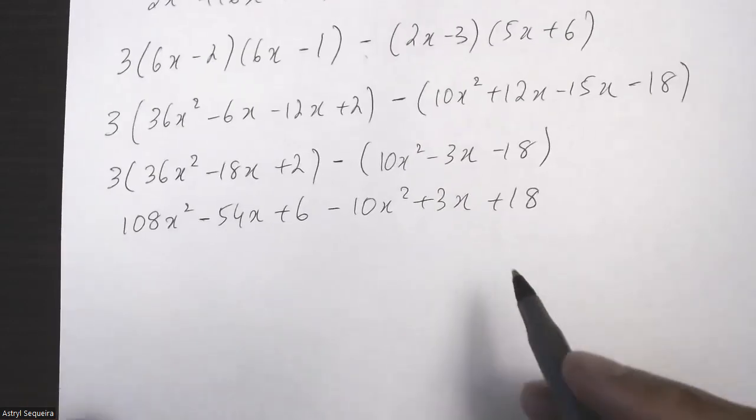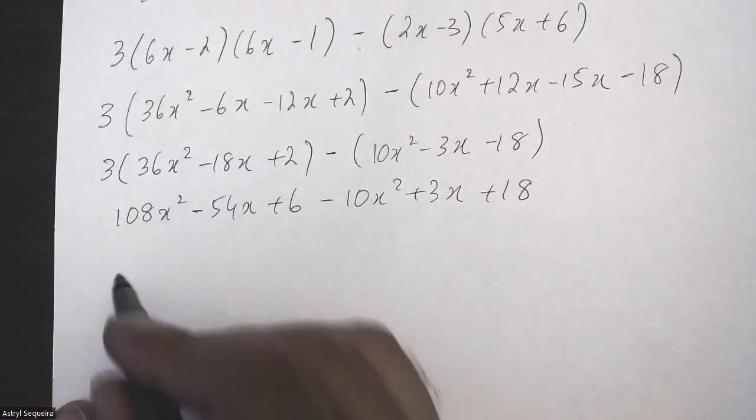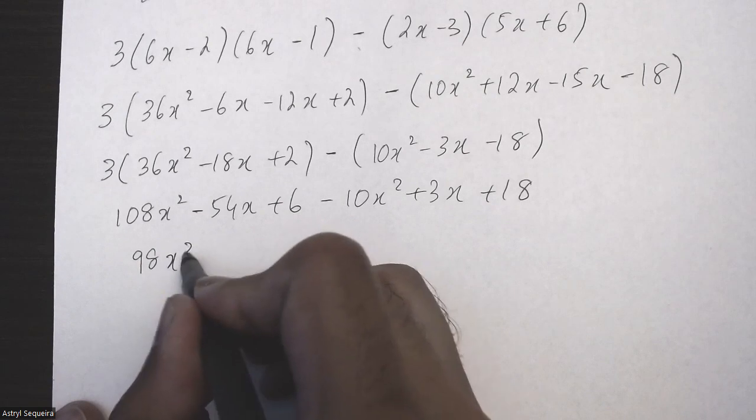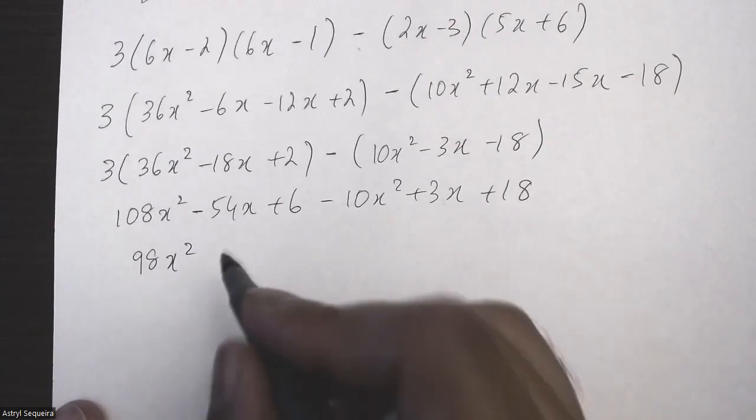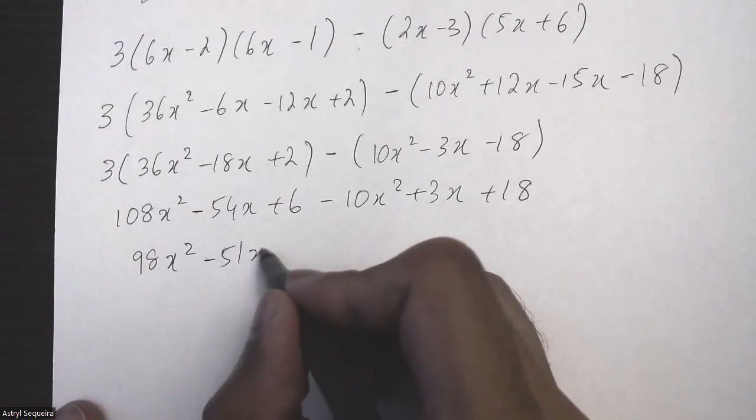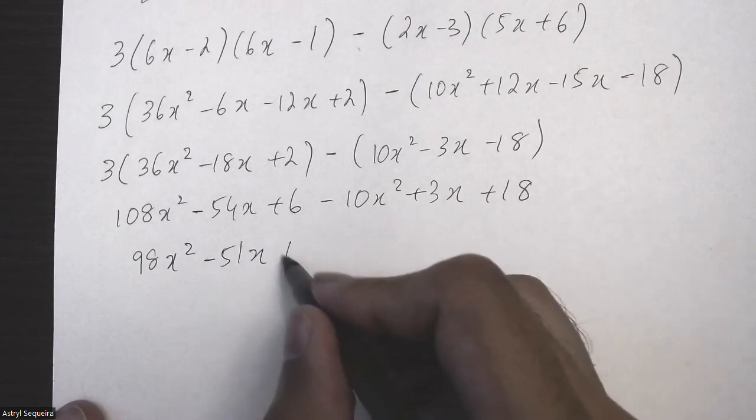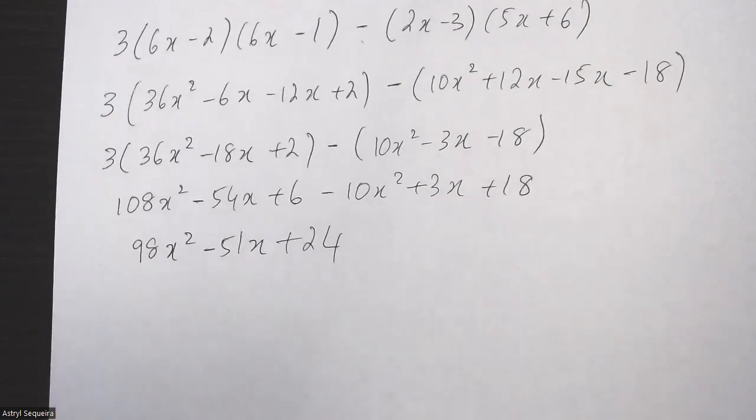And I want to combine my like terms. So 108 minus 10 is 98x squared. Negative 54 plus 3 is negative 51x. 6 plus 18 is 24. So that is my final solution for this question.